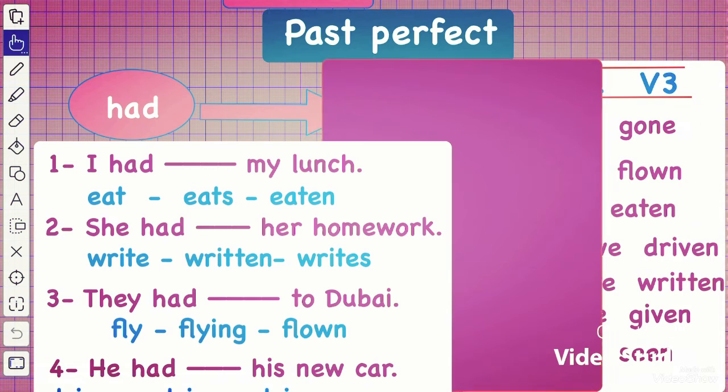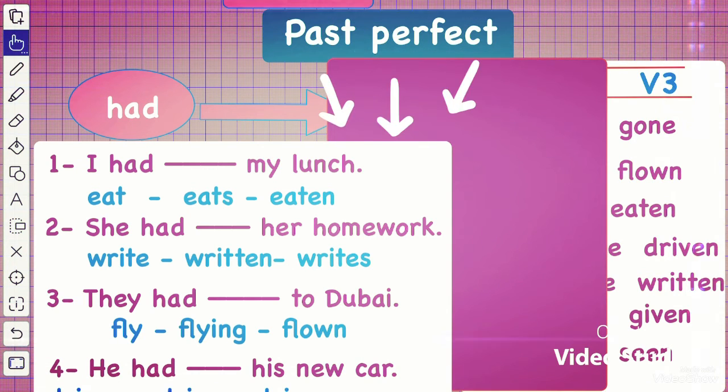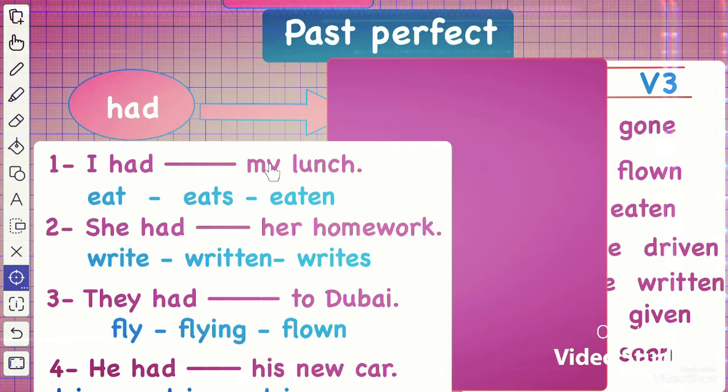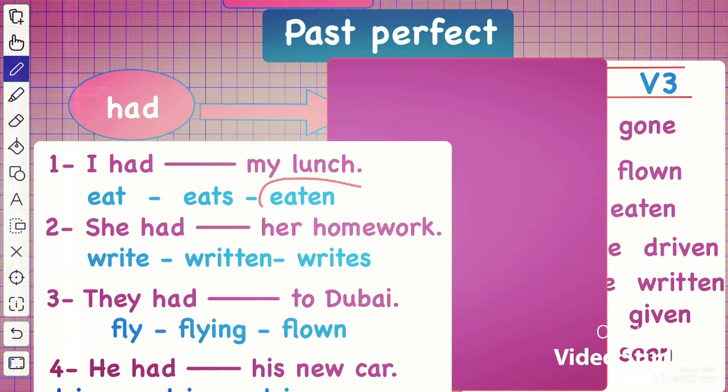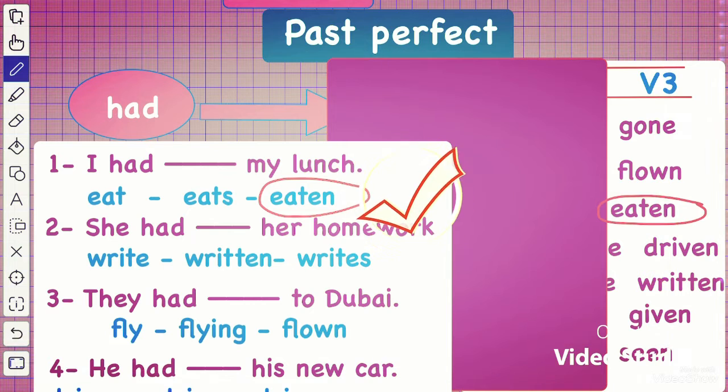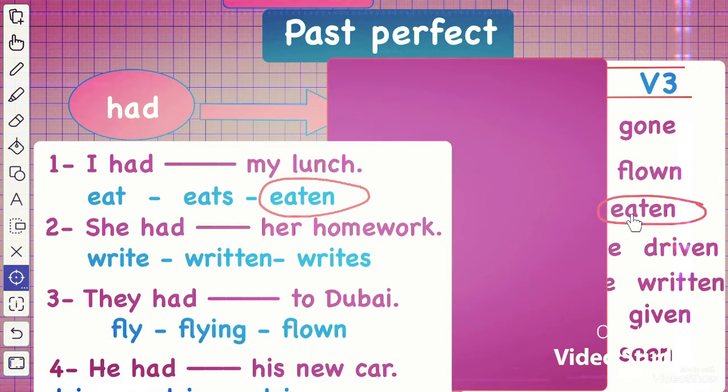So let's answer here. Number 1, I had eaten my lunch. I see had, so had is followed by V3. Where is V3 of the verb eat? Yes, very good. It's eaten. So V3 of the verb eat is eaten. So here after I see had, I should write V3 or PP.